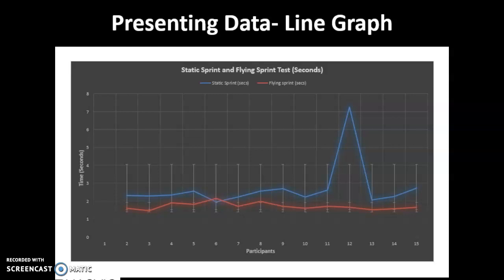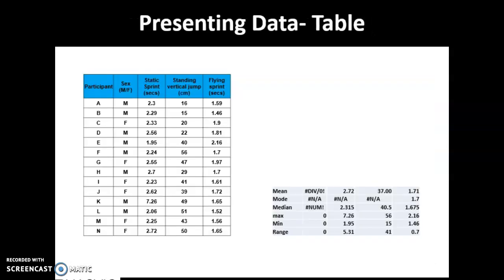If there is a large overlap, then it means that it is less likely that there is a significant difference between the data. As the lines do not overlap that much in my line graph, it suggests that the mean of the two data sets are different, and it is more likely that there is a significant difference. In my data, one of the results for static sprint was over 7 seconds, which shows that it is an outlier and can be disregarded as it is different from the majority of the data set.